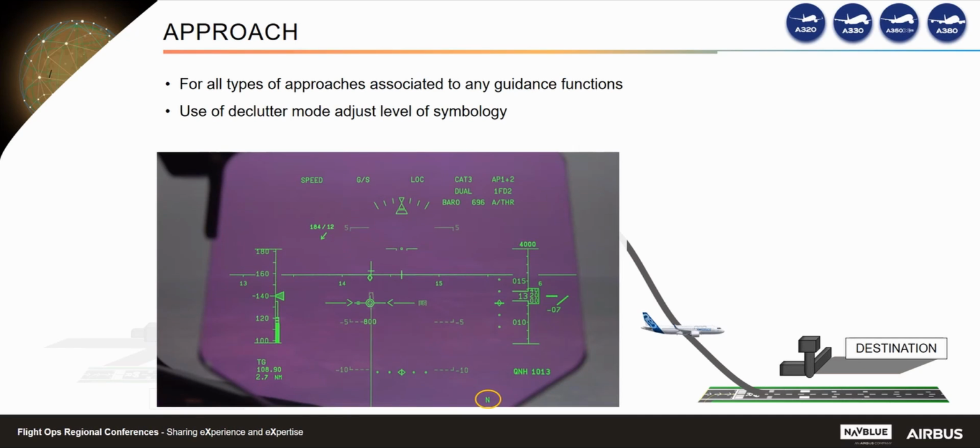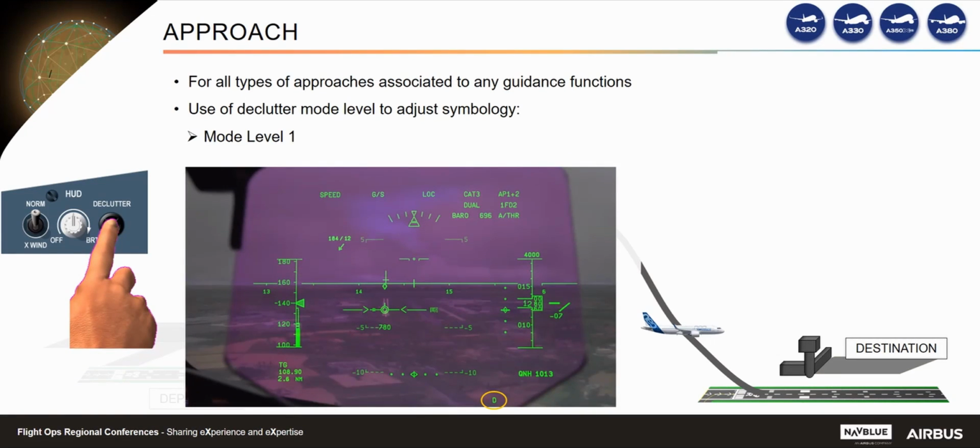When the aircraft approaches the terrain or the runway, the flight crew can adjust the level of display of the symbology. To do so, the flight crew can use the declutter modes. Here is a view of the normal mode display. Let's now see the declutter mode level 1.